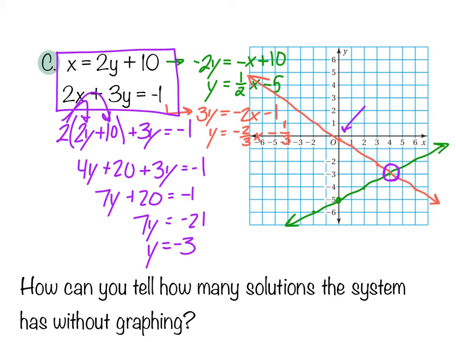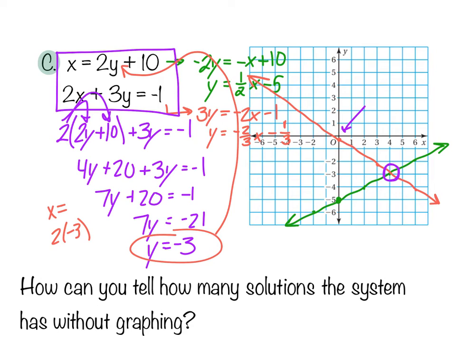Okay. So for the x variable then, now that we know y is negative 3, we can go right up here and plug in negative 3, so that we did 2 times negative 3, this is for x, right? 2 times negative 3 plus 10. So we have negative 6 plus 10. And negative 6 plus 10 is going to be 4.